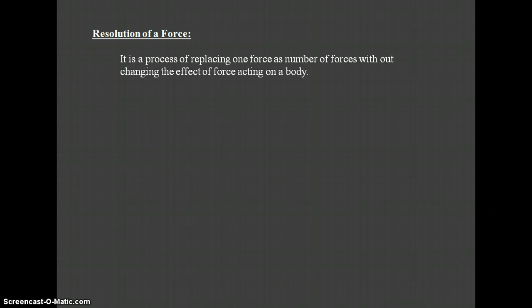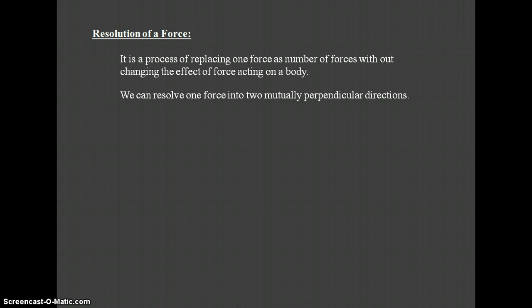Next we discuss resolution of a force. Here it is a process of replacing one force with a number of forces without changing the effect of the force acting on a body. So here a force can be replaced by two other forces without changing the effect of that force acting on the body. So here we can resolve one force into two mutually perpendicular directions.